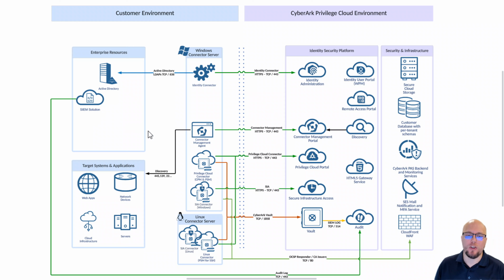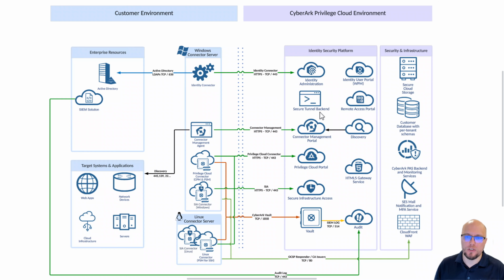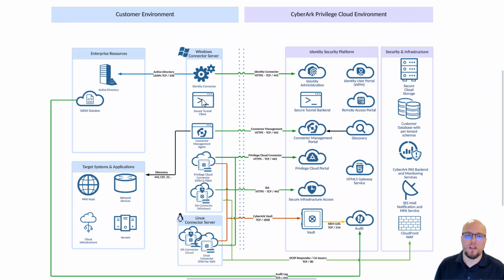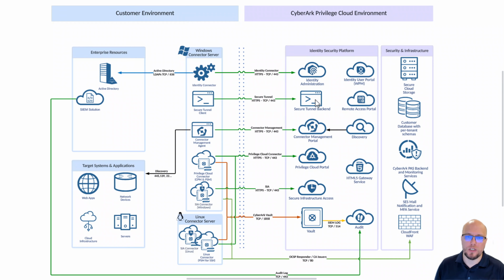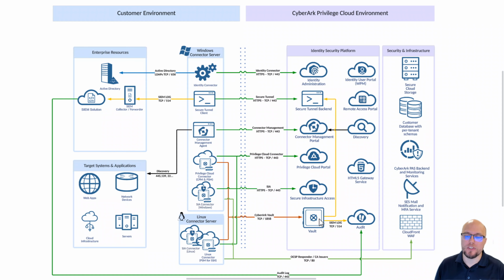A traditional method of how you could get Vault logs from the platform to your SIEM solution is using the Secure Tunnel service. The Secure Tunnel service is represented by this icon here. It's a Secure Tunnel backend. And we also need to install a Secure Tunnel client on the Windows Connector server. The Secure Tunnel client establishes a connection outbound to the Secure Tunnel backend, just like all the other services here. And then from here, the Vault server will be able to send a syslog through the Secure Tunnel backend, through the Secure Tunnel client, and onto your SIEM collector and forwarder.